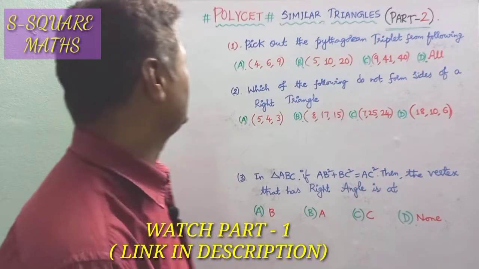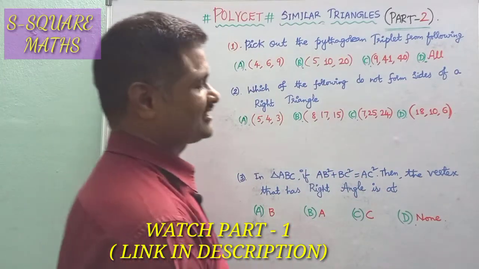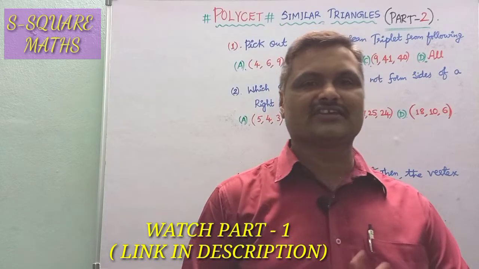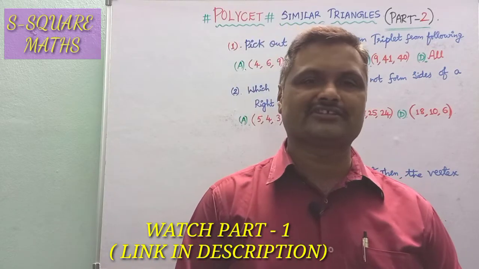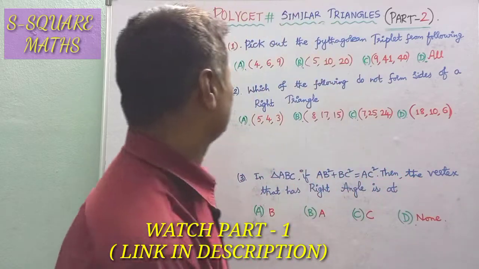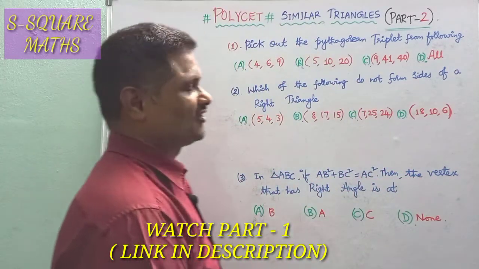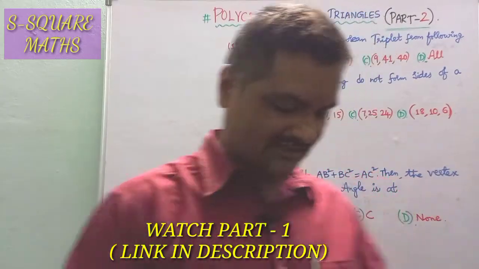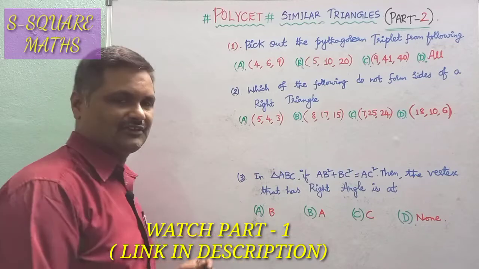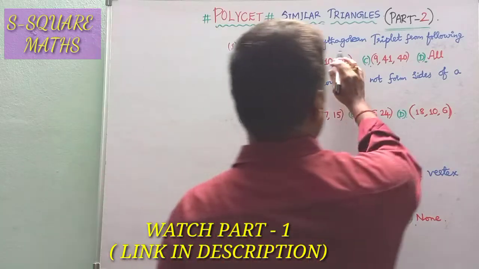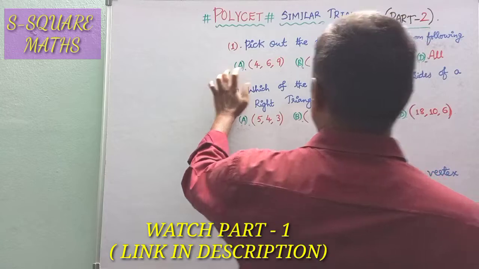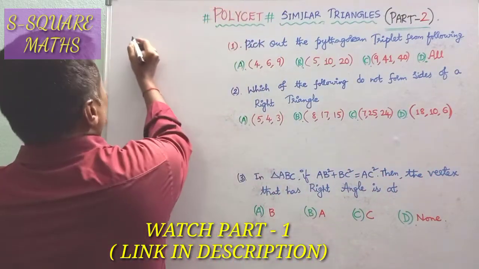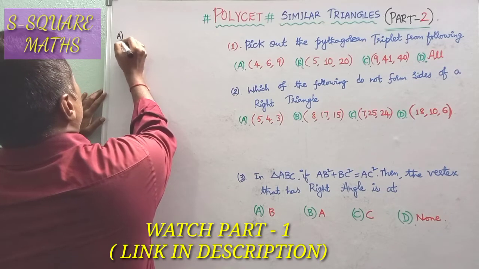Okay, now here, the similar triangles second part, and these are the most important basic level bits you can expect in various competitive examinations. Okay, so let us see now. Pick out the Pythagorean triplet from the following. Don't be panicked by seeing this. Let us go to the options, three questions I have given. If you observe carefully, they said Pythagorean triplet, nothing but we have to go for the Pythagoras theorem.